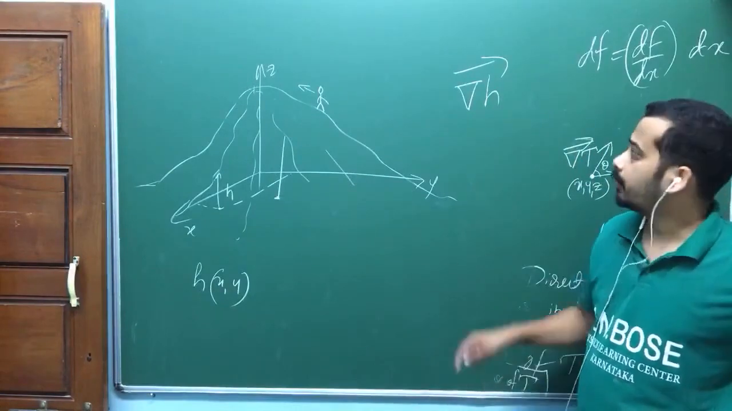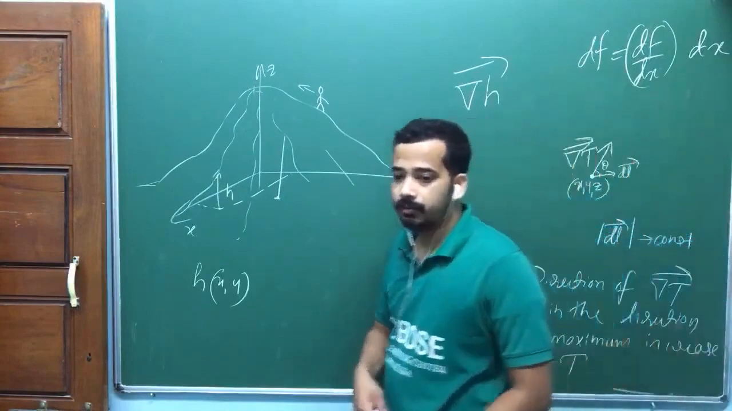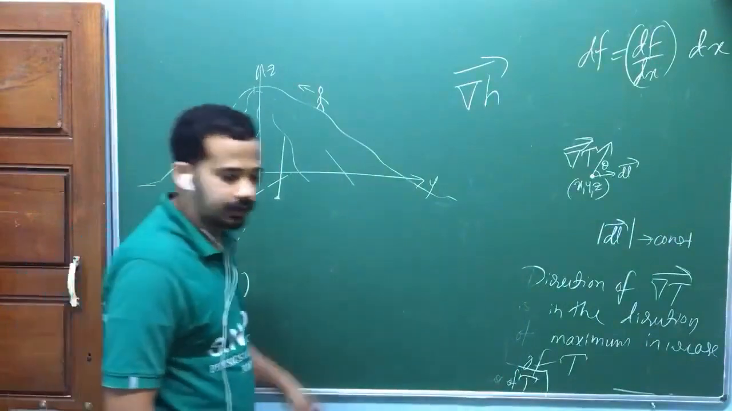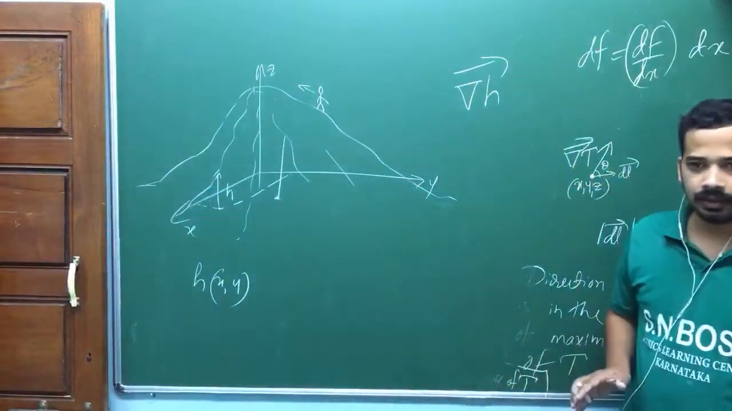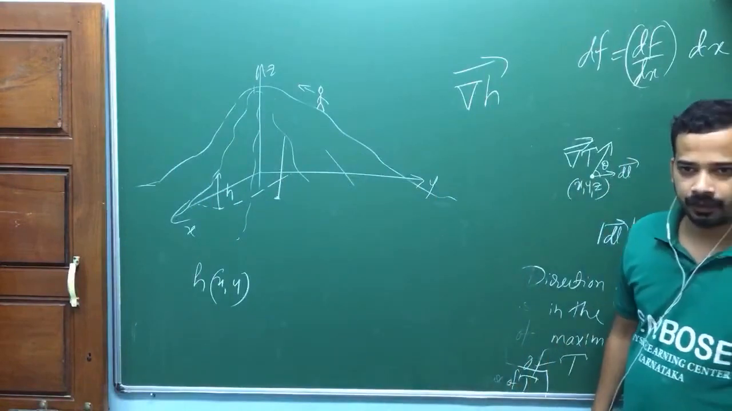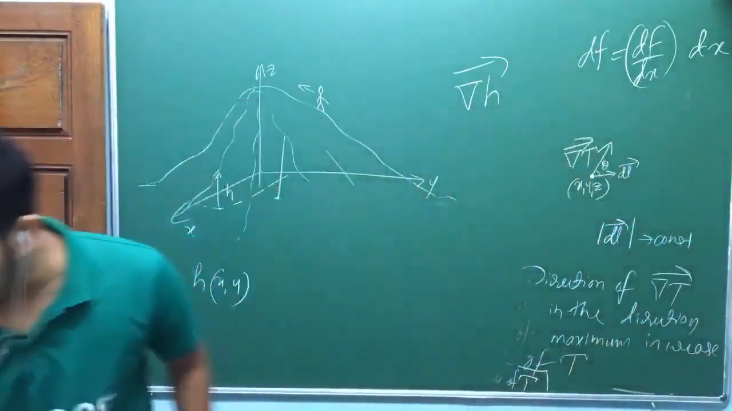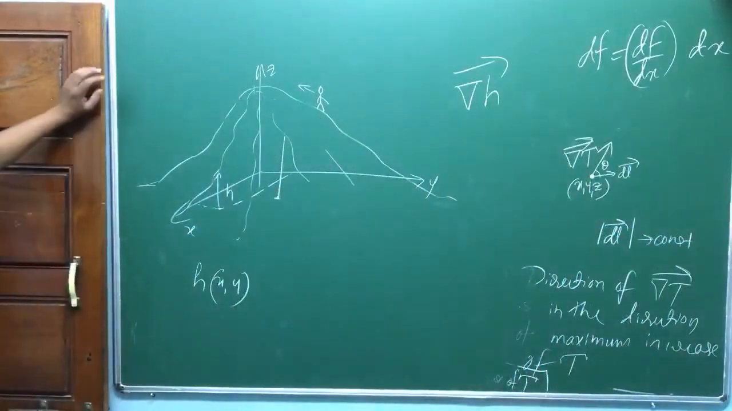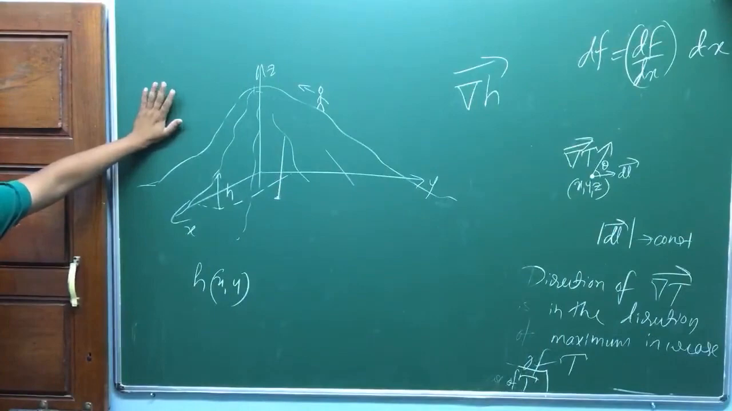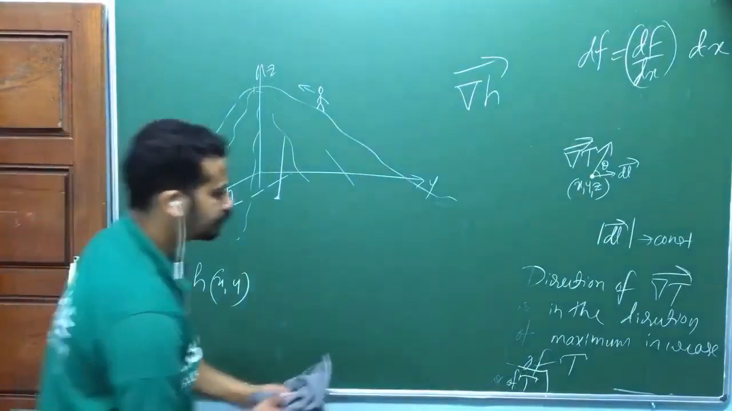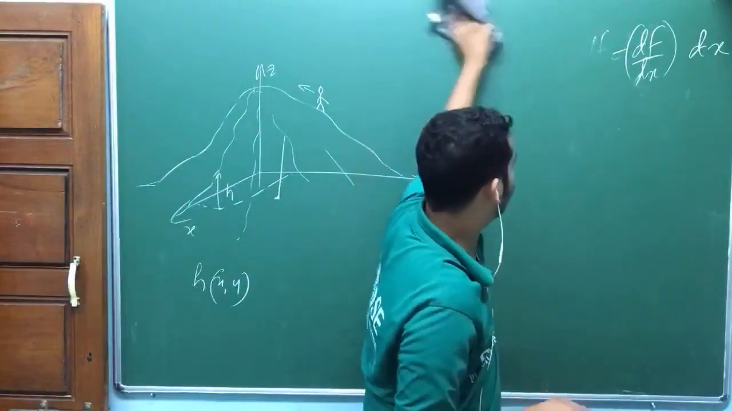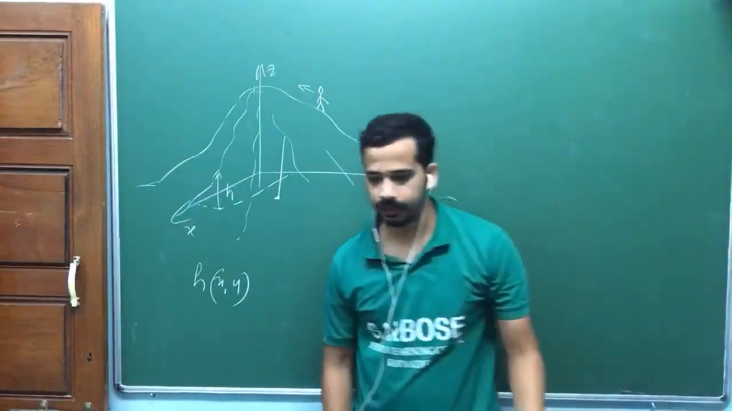And the magnitude of the gradient is equal to the rate of change of height in that particular direction. Just imagine you are doing trekking and try to apply that logic. The similar idea you can find in any book. In Griffiths also he has given this idea, so try to interpret that one. You will get a much more physical idea. There are some questions on this one you need to solve later.